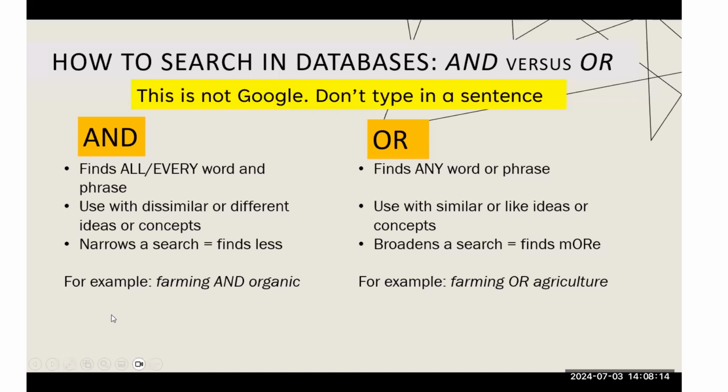Instead of typing in a sentence like in Google, search for just the words or phrases that you would expect to find in articles about your topic. Combine these search words using and or. And narrows a search. It finds all or every word or phrase. Use it between different ideas or concepts. For example, farming and organic, to find less, though hopefully better, results. Or broadens a search. It finds any word or phrase. Use it between similar ideas or concepts. For example, farming or agriculture.